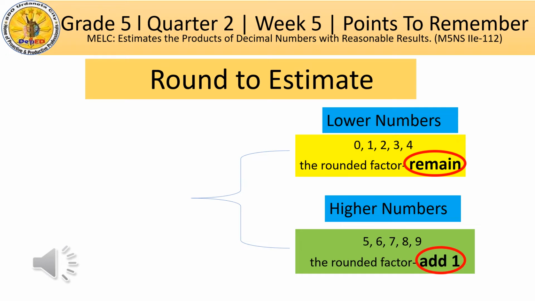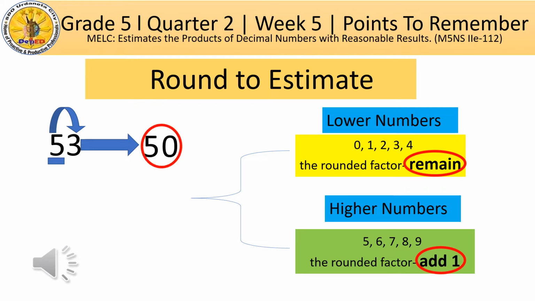That may be changed into 6, a higher number, or remain as 5/10. By doing this, take a look at the digit at the right, which is 3. It says again, 0, 1, 2, 3, 4, the rounded factor remains. 5, 6, 7, 8, 9, the rounded factor will add 1. 3 says the rounded factor will remain as 5, and behind the rounded factor will become 0. So 50 is the rounded factor.